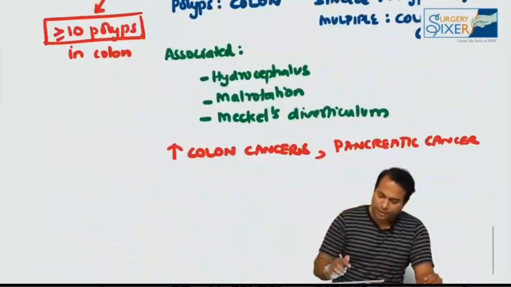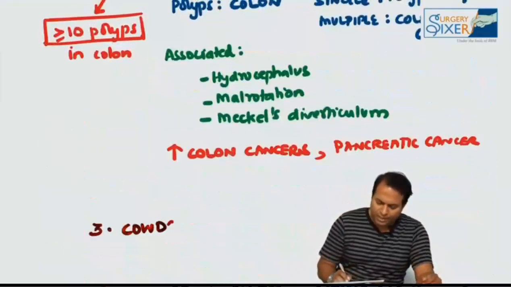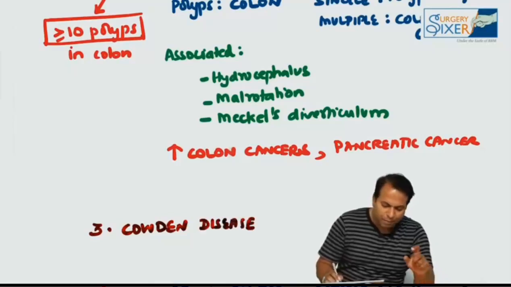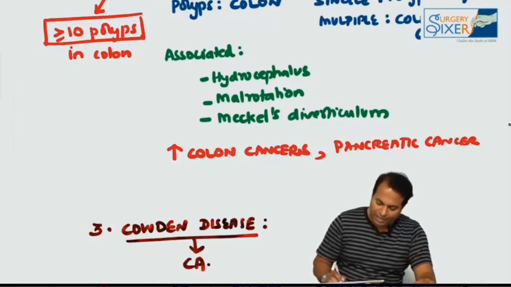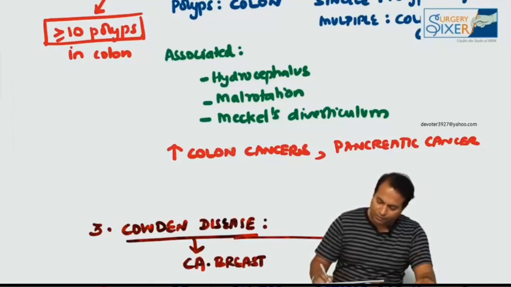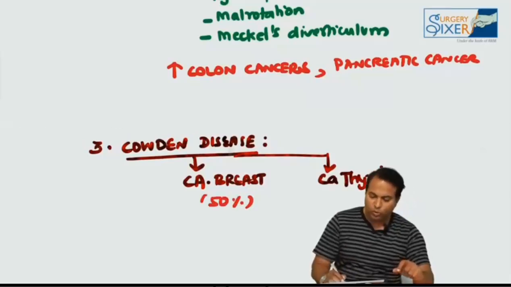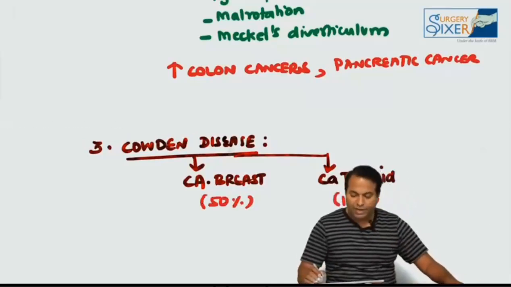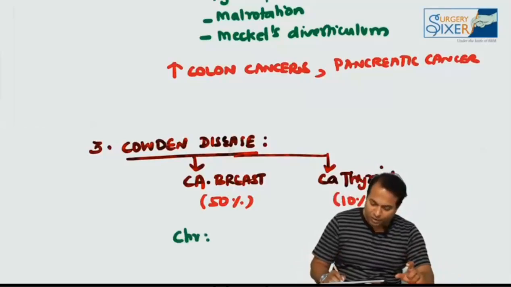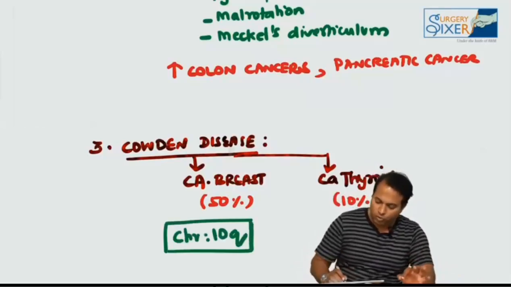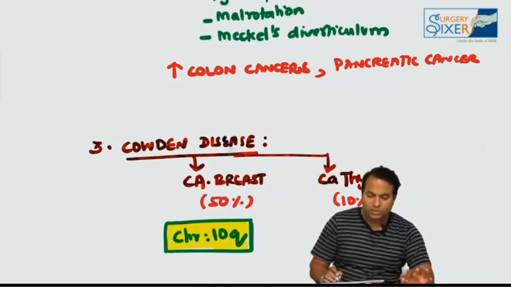And next comes Cowden disease. You would have read about Cowden disease, one of the important predisposing syndromes for cancer breast and thyroid. Cancer breast is seen in 50% of these patients, and 10% of them will develop cancer thyroid. They have a mutation associated with chromosome 10q. So most of them have chromosome 10q. In Cowden disease, as in juvenile polyposis syndrome, 10q mutation is seen.